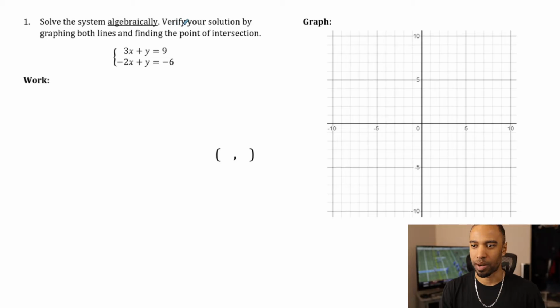Solve the system algebraically, verify your solution by graphing both lines and finding the point of intersection. I do want to let you guys know, before I officially start, that the way these problems are designed, it's going to be starting only with systems of equations, no inequalities. This is the only one that's non-word problem based right here.